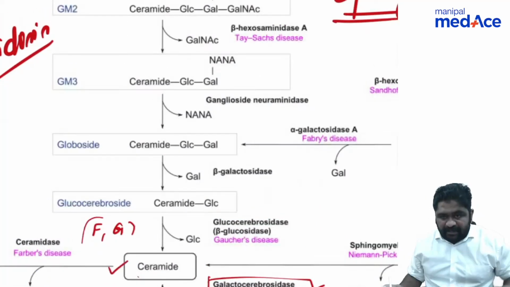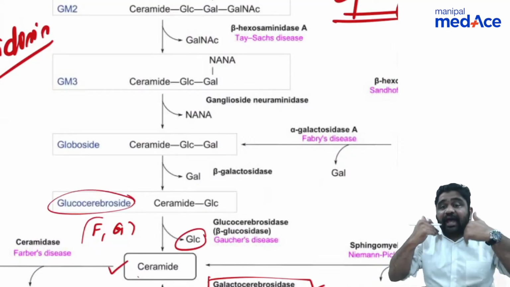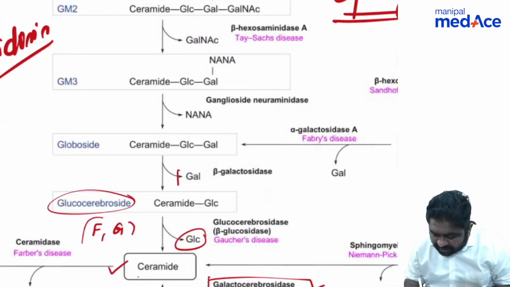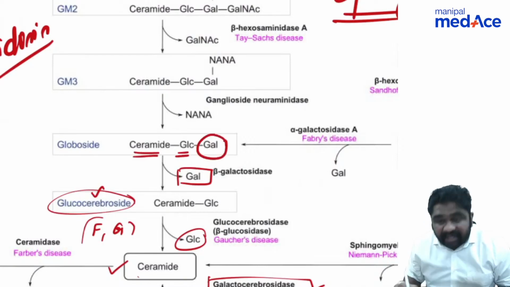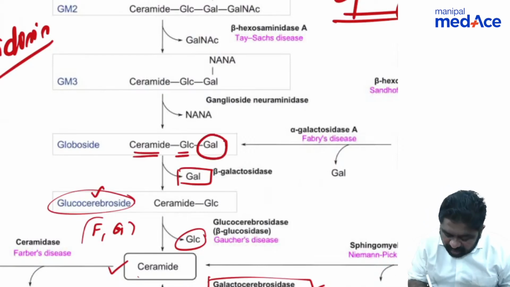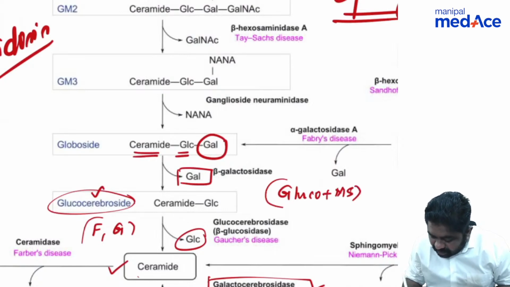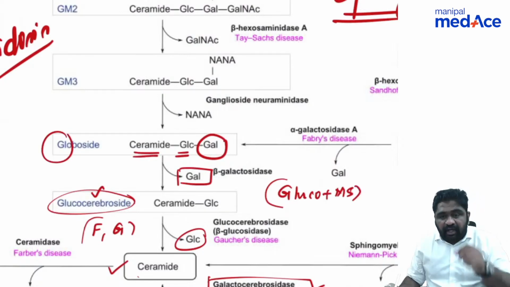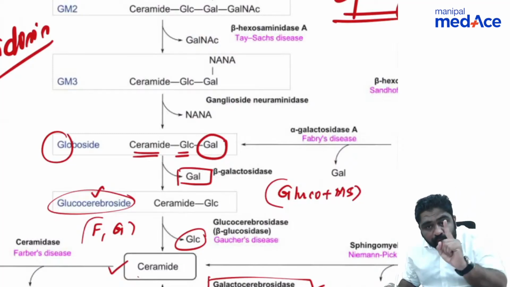We have ceramide. To the ceramide, I am adding glucose. That is glucoceramide or glucocerebroside. Now, if I add one more hexose called galactose, to the glucocerebroside, which is ceramide plus glucose, a galactose is added. Now, when I have a glucocerebroside plus a monosaccharide, it becomes a globoside. A cerebroside turns into a globoside if you add one more hexose.